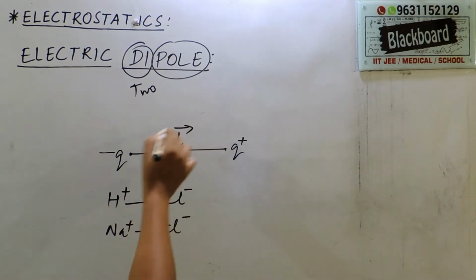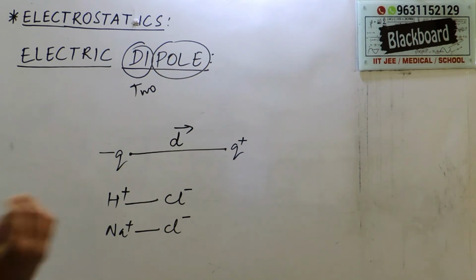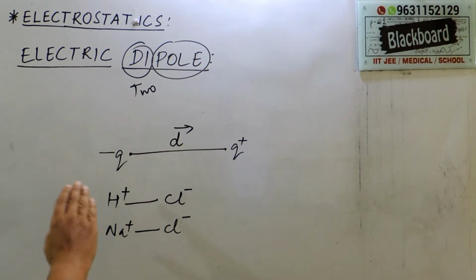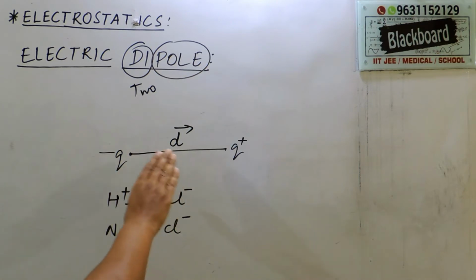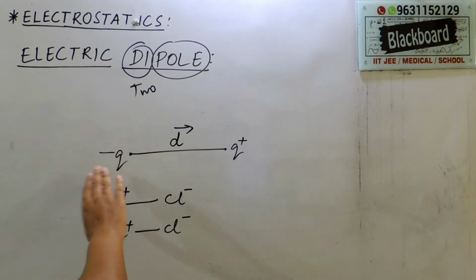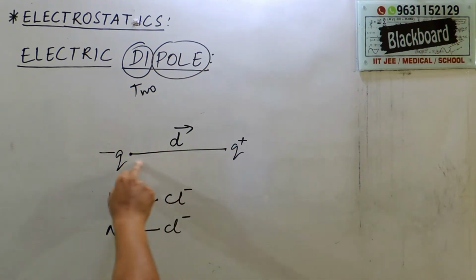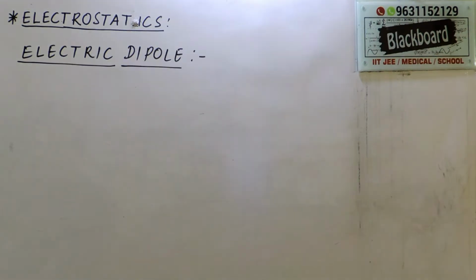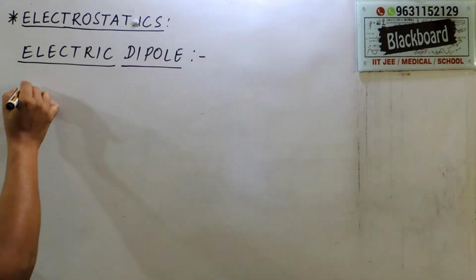Here D is a vector whose direction is from negative to positive charge. The line along the direction of the dipole moment is called the axis of the dipole. This is called the axis of the dipole. Now we are going to find what will be the electric potential due to a dipole.